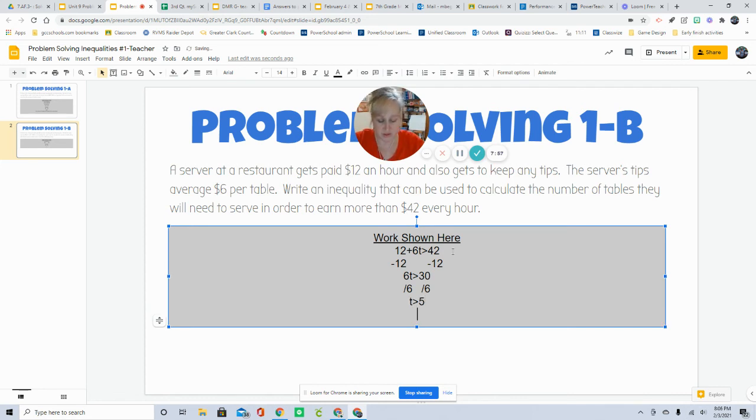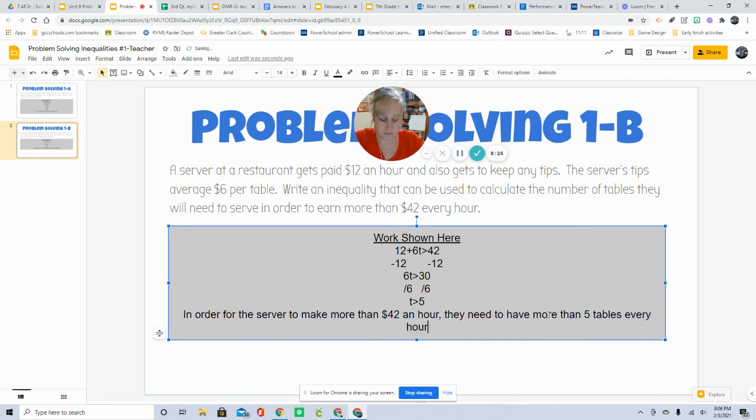So in order for the server to make more than $42 an hour, and it should be 42, I'll say they need to have more than 5 tables every hour.